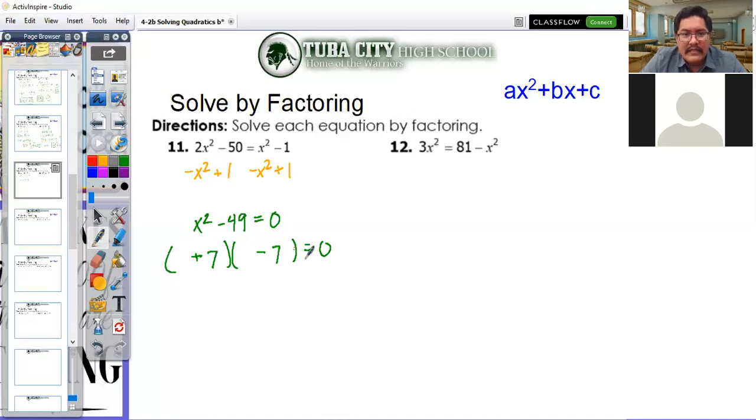49 is 7 times 7. But again, you have to make it negative 7, because the only way to get negative 49 is 7 times negative 7. And if I were to take 7 and minus 7, that would be 0, which is why there is no b value here.